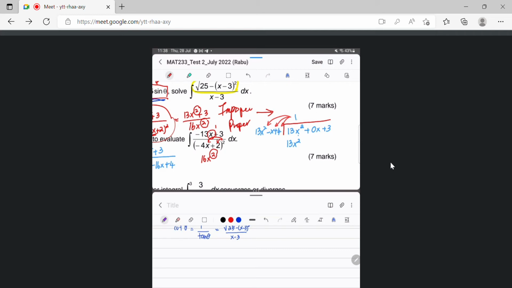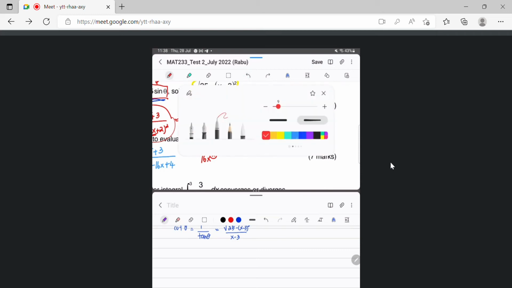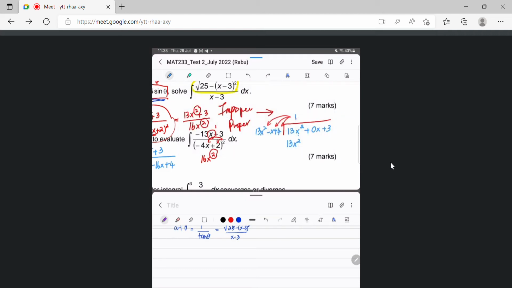Tapi tak apalah. So 1 times with the 13x squared, so you will get a 13x squared here. So 1 times with the negative x, kita akan dapat negative x. 1 times with the 4, so kita akan dapat plus 4. Everything we just need to minus. So minus 0. So 0 minus x. So kita akan dapat x. 3 minus 4. So we will get minus 1.